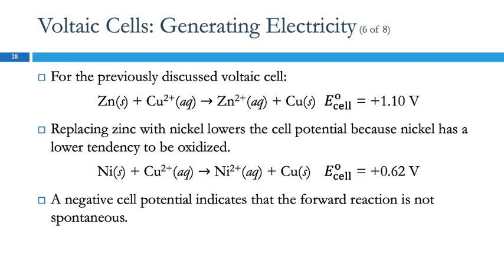If we get a negative cell potential, that means that the forward direction is not spontaneous. It's actually going the other way, right? It's going in reverse. Any questions?